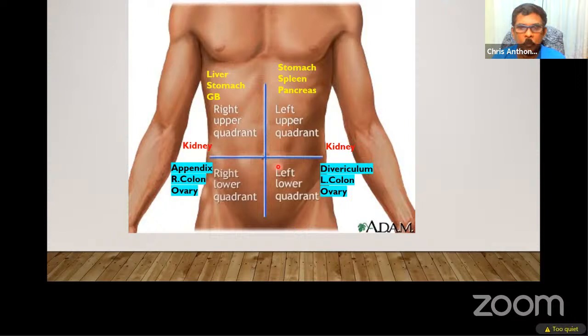The left lower quadrant has the left colon, the descending colon with its diverticula, and the left ovary. The kidneys occupy both the upper and lower quadrants, so this is known as the lumbar region, which I show you in the next diagram. The kidneys occupy both upper and lower quadrants on both the right and left side, and the ureter runs from the upper quadrant down to the pelvis.